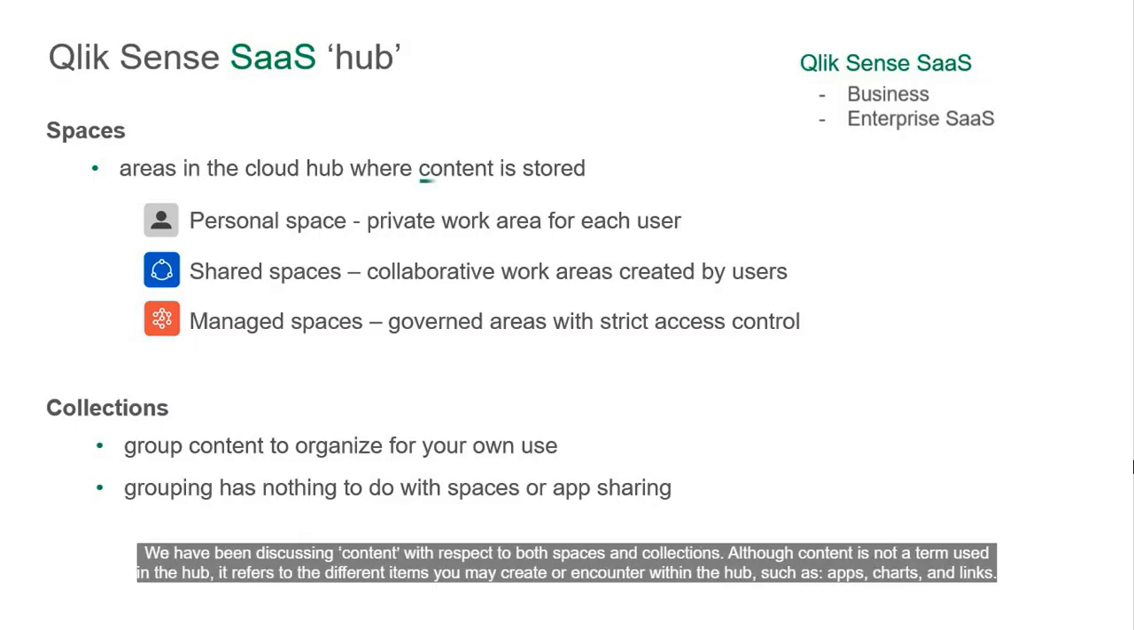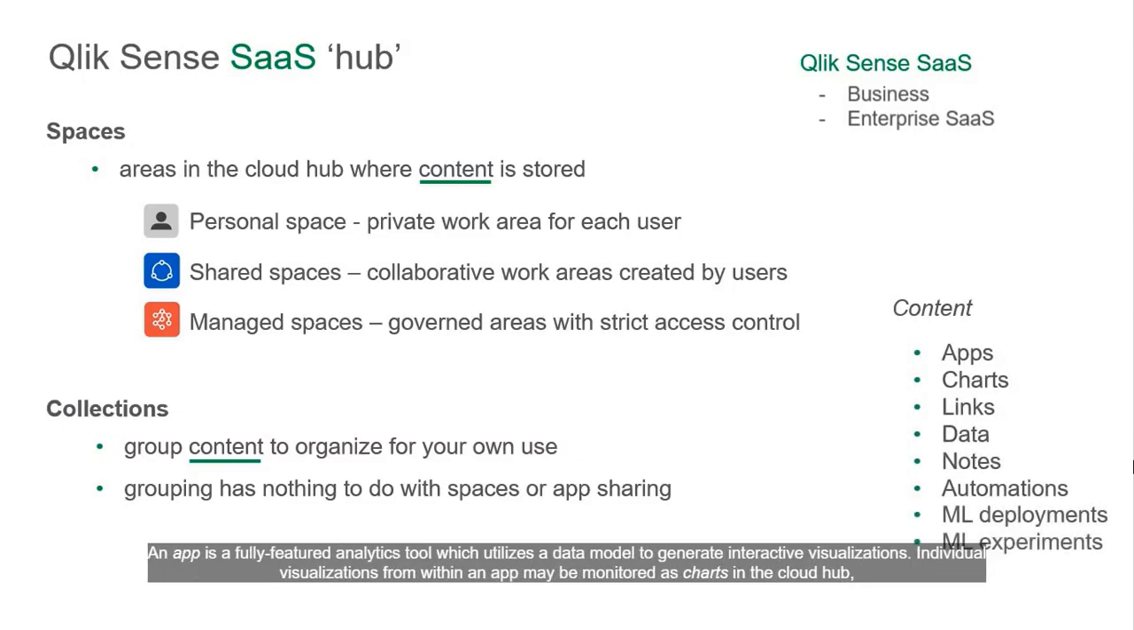We have been discussing content with respect to both spaces and collections. Although content is not a term used in the hub, it refers to the different items you may create or encounter within the hub, such as apps, charts, and links. An app is a fully featured analytics tool which utilizes a data model to generate interactive visualizations. Individual visualizations from within an app may be monitored as charts in the Cloud Hub, making them accessible without having to open any apps. And links are created by cloud tenant administrators.